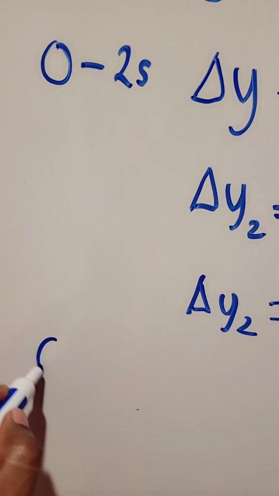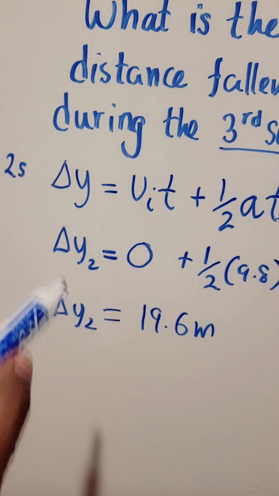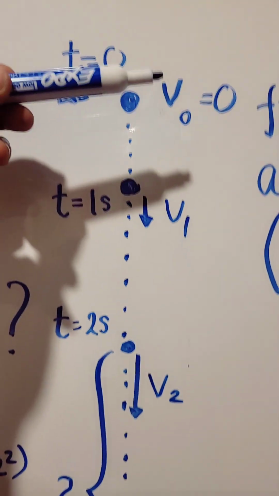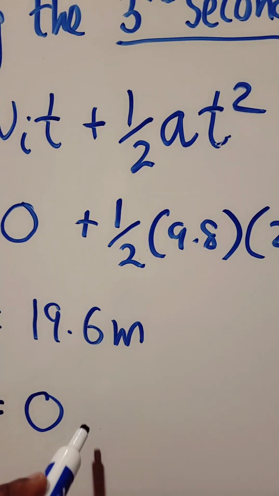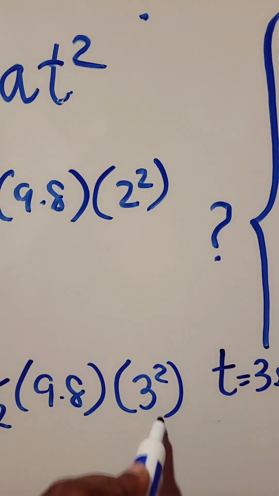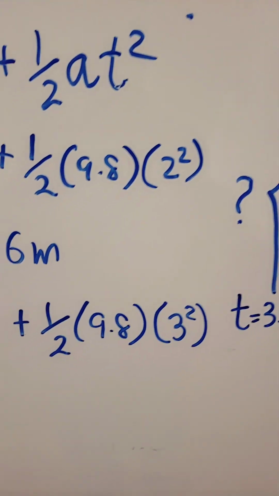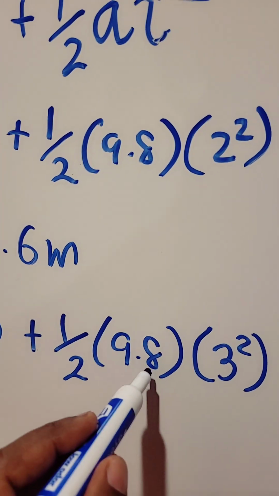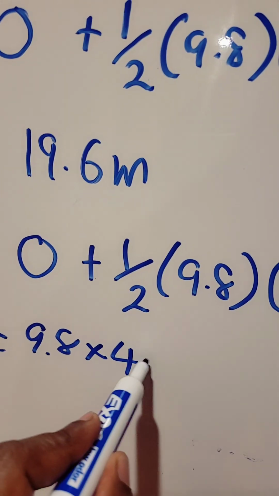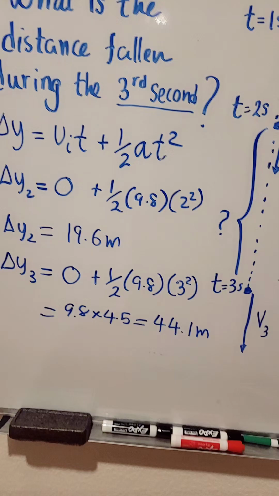Now I'm going to look at 0 to 3 seconds. I'm going to use the same equation again. So delta y3 starts from 0, so the first term is 0, plus 1 half times 9.8, and this time I put 3 squared. After 3 seconds, what's the distance from the start point? Let's simplify this: 9.8 times 9 divided by 2, so 9.8 multiplied by 4.5. That's going to be 44.1 meters.